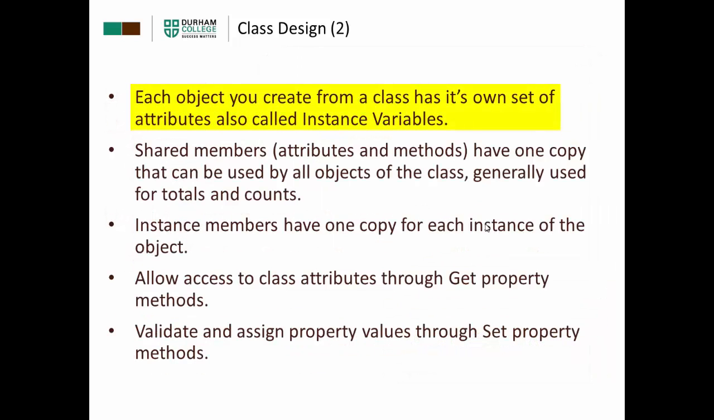Each object you create from a class generally has its own set of attributes that are called instance variables. So each instance has its own set of those variables. Each dog, for example, would have its own breed and color. There's also shared members, shared attributes, and shared methods. And what that means is there's one member that can be used by all objects of the class. And it's generally used for totals and counts.